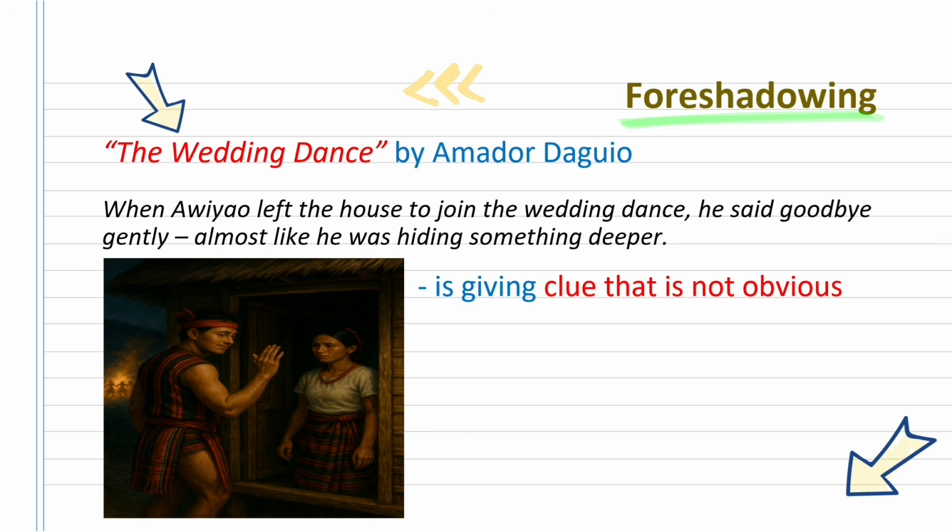Foreshadowing is giving a clue that isn't obvious right away. Kapag dumating na sa dulo ang kwento, maiisip mo na lang, ay, may clue pala kanina. Balikan natin yung eksena kung saan nag-goodbye si Awiyaw kay Lumnay. Yung gentle goodbye pala ay clue na may something painful na mangyayari.